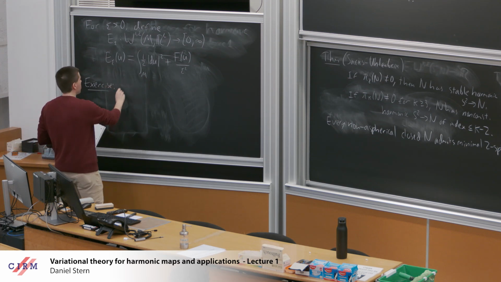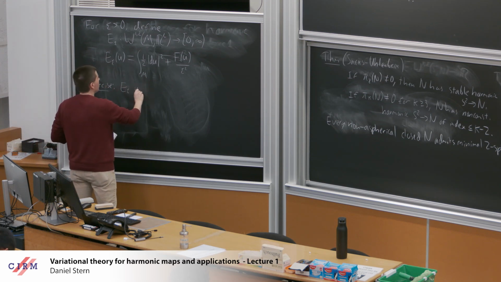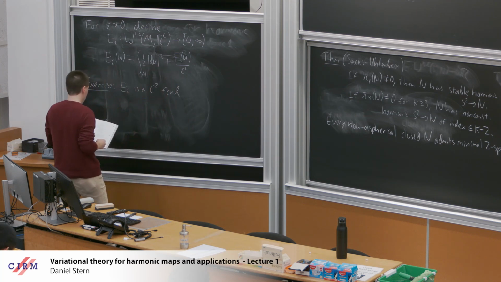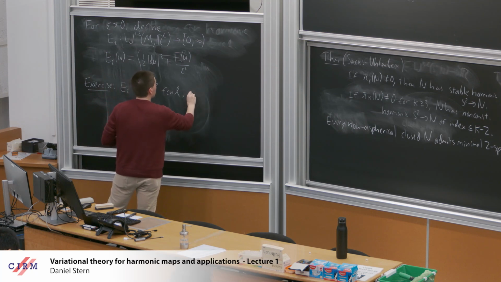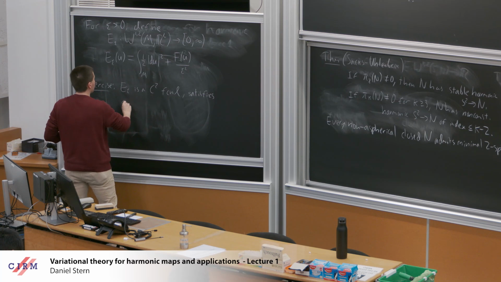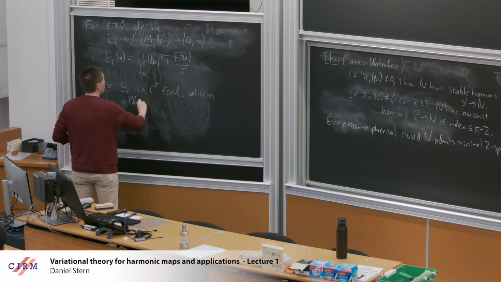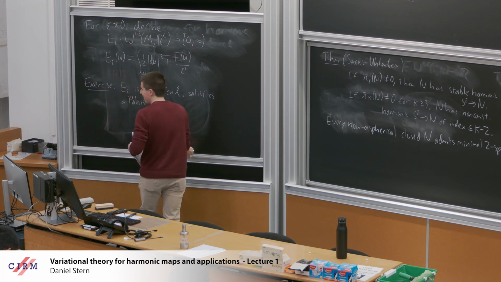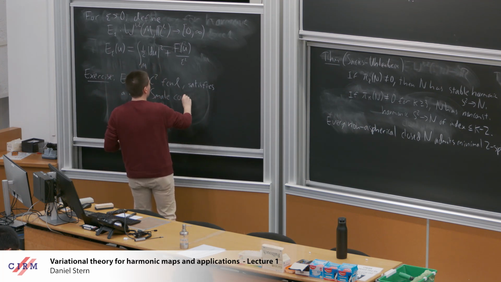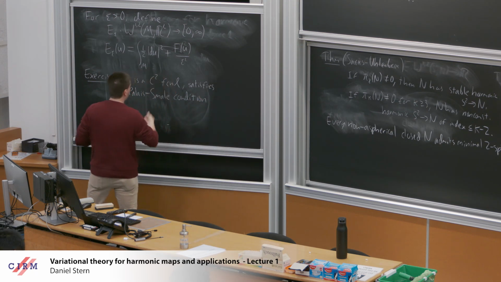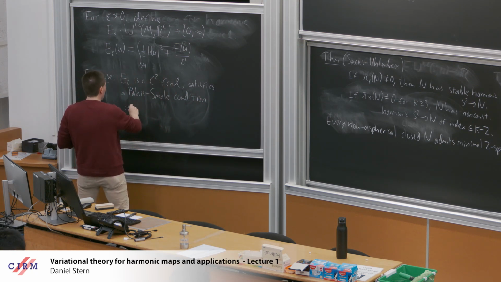So exercise: E epsilon is a C2 functional on this Hilbert space, right? It satisfies, I'll be vague and say, a Palais-Smale condition. If you want to be precise about it, I guess I am assigning an exercise, right? So I'm not going to grade these.